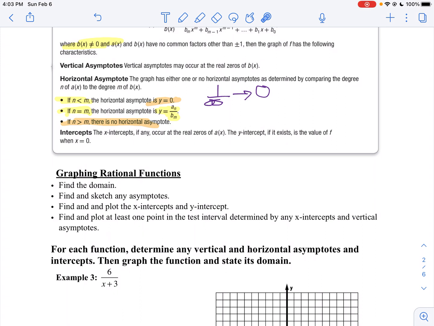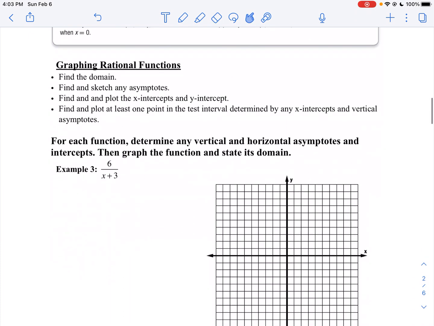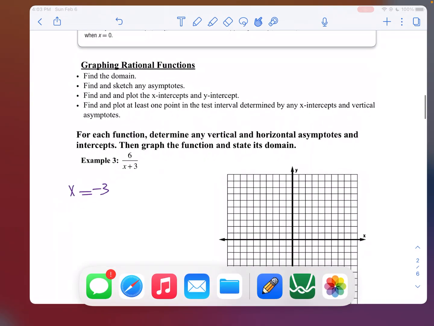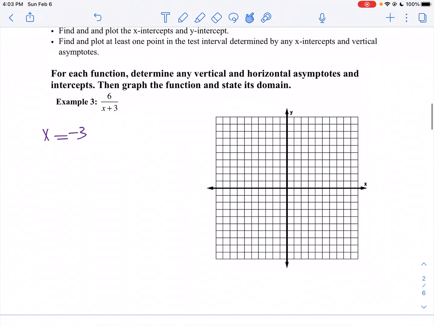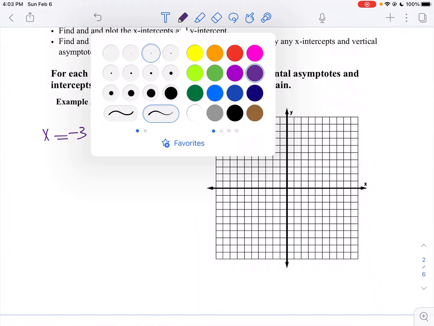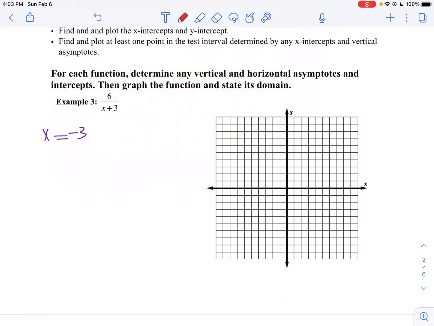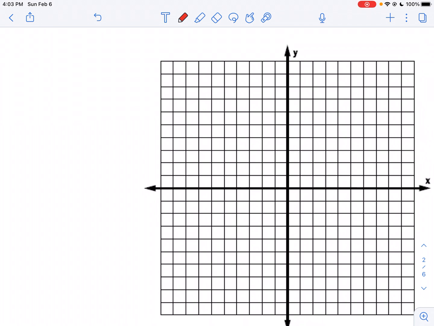Okay, so we're going to pick a test point, in other words. So here's what we're going to do. I notice on this graph, on example 3, I have a vertical asymptote at x equals -3. So on my graph, which we'll pull up here so you can see it, I'm going to draw a vertical asymptote going through -3. Let me blow up my graph a tad so you can see it a little nicer. So I've got 1, 2, 3. So here's my vertical asymptote.